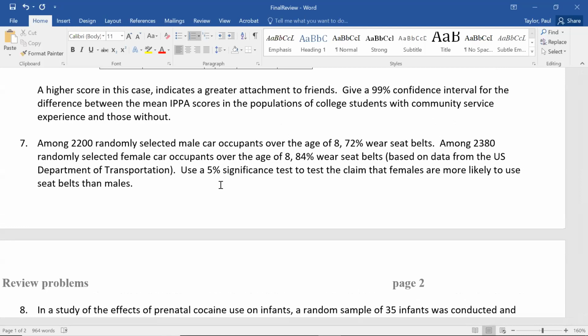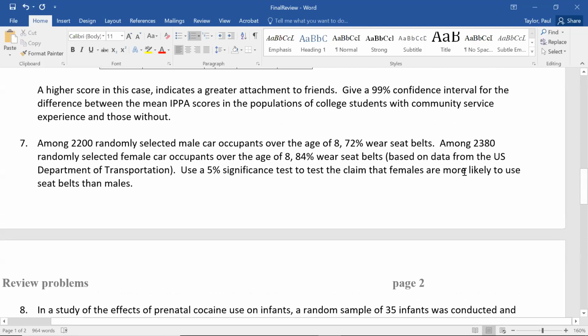Okay, there's some proportion that we're focusing on here. It's the proportion wearing seatbelts, and we're comparing that proportion in one group versus the proportion in another group. So that's the perfect setup for 2-sample T. And we want to do a 5% hypothesis test, and 5% is going to be our significance level.